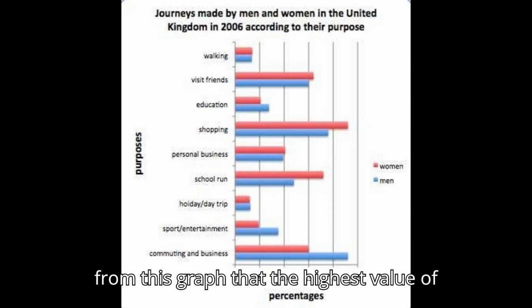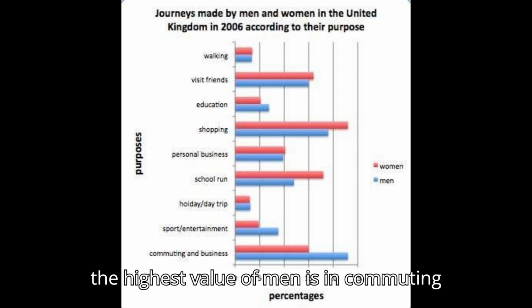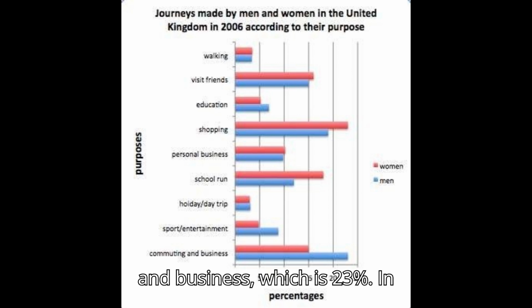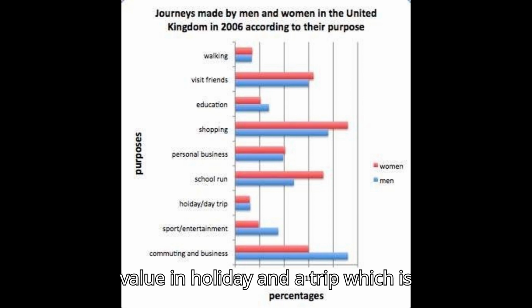You can see from this graph that the highest value of women is in shopping, which is 23%, and the highest value of men is in commuting and business, which is 23%. In conclusion, men and women have the lowest value in holiday and day trip, which is around 3%.